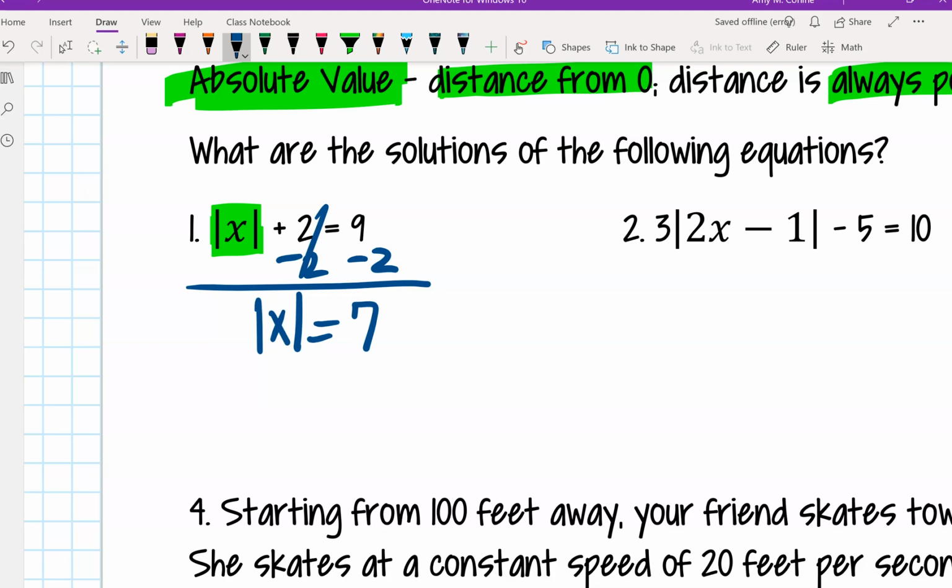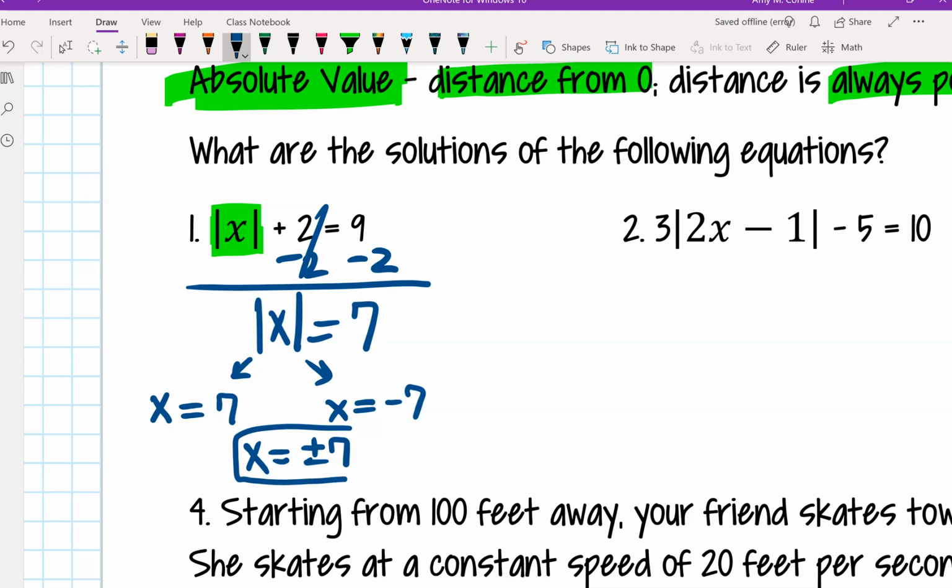If you remember, absolute value makes everything positive that's inside once it's simplified. So really what we have here is x equals 7, and x equal to negative 7. We could also write that as x equals plus or minus 7, because if you put in a negative 7, it ends up being positive because of the absolute value. So this is what we're going to do. When we get to the point that the absolute value is by itself, we're going to split it into two different equations or inequalities. We're going to walk through that together.